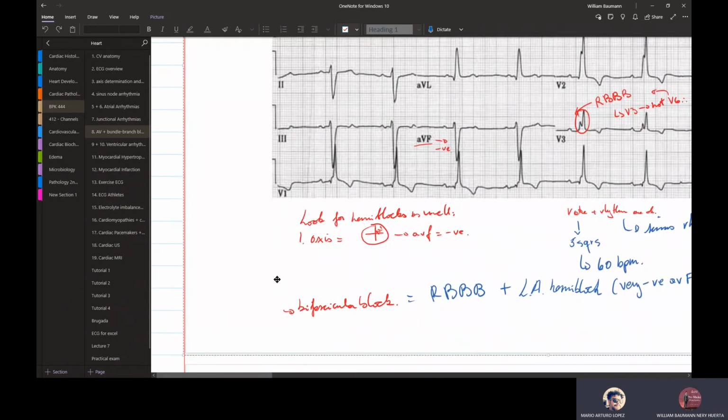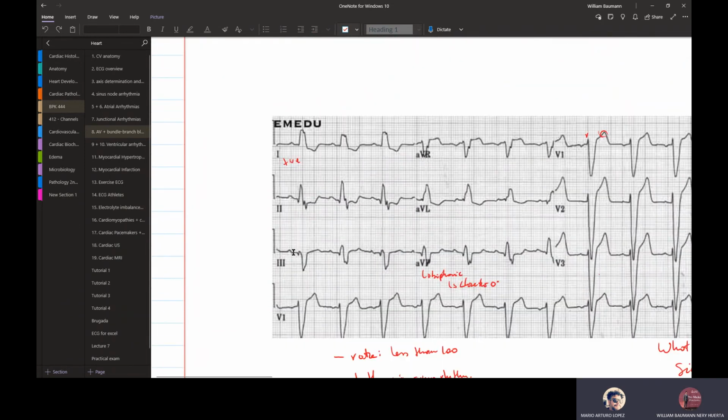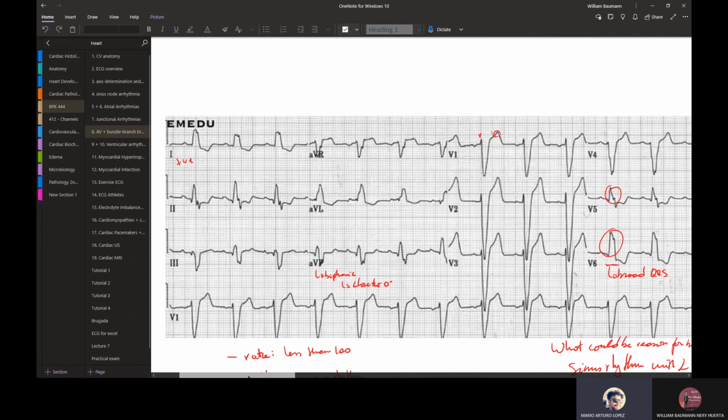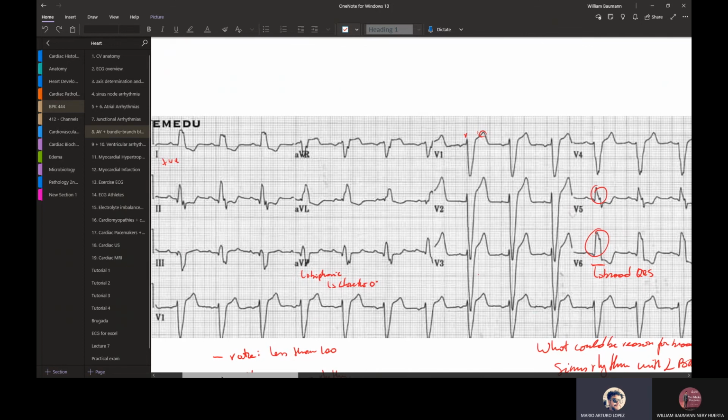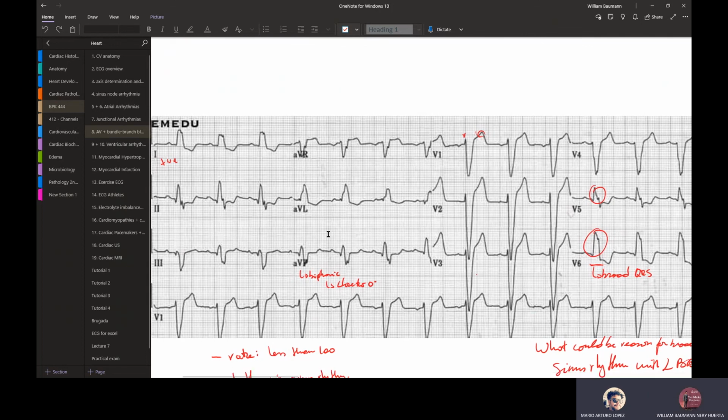Okay? Let's see if there's another example. All right. Why don't you do this one? Okay. So, can you move it over to the right, please, a little bit? Just so I can see V6. Okay. Is that better? Yeah, so that one has kind of an M shape, so it's a left bundle branch block.